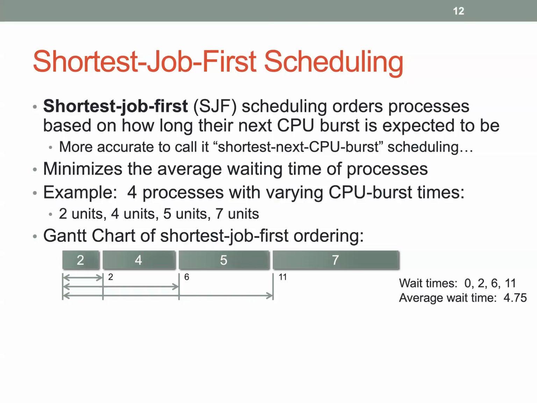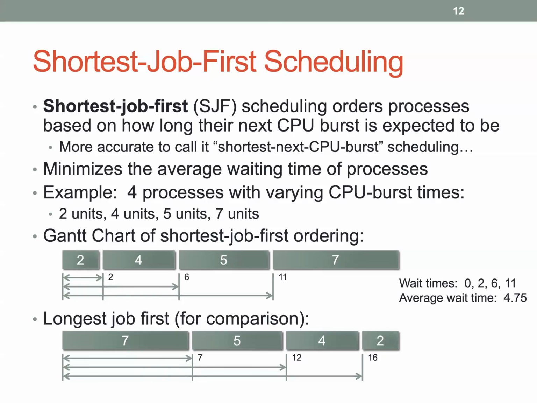And if you do the math on this, you see that the average wait time is going to be 4.75 units of time, okay? And just as an example, if we did the longest job first, 7, 5, 4, 2, then you're going to end up with an average wait time of 8.75 units. So shortest job first scheduling is a way of minimizing the average wait time. So if you have an interactive system, shortest job first is the one that you'd like to go with, because then it will be very responsive.